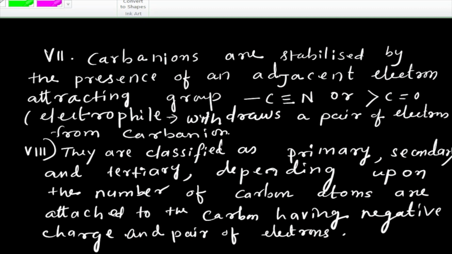They are classified as primary, secondary, tertiary. Then why and how? Depending on the number of carbon atoms, carbon atoms 1, 2, 3. If the carbon atom which contains the negative charge and a pair of electrons, to it how many carbons are attached? If 1 is attached, primary; if 2, secondary; if 3, tertiary.